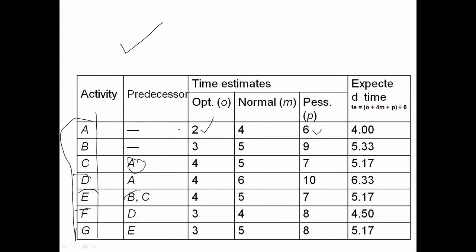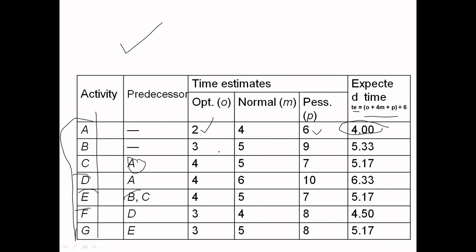Okay. Now, after doing the 2, 4, 6, you need to estimate the expected time. What is the formula? O plus 4M plus P, divided by 6. O is 2, 4M is 4 times 4, 16, plus P, 6. So what does the sum come to? 2 plus 16, 18, plus 6, 24. 24 divided by 6, the quotient is 4. So the T value is 4.